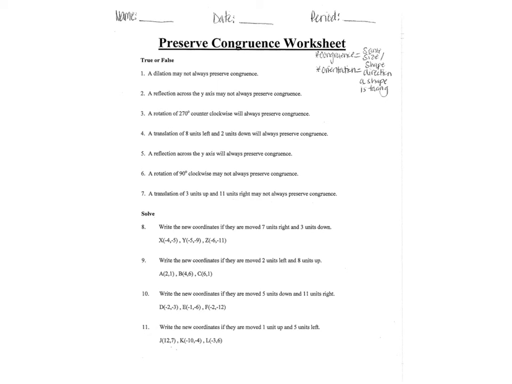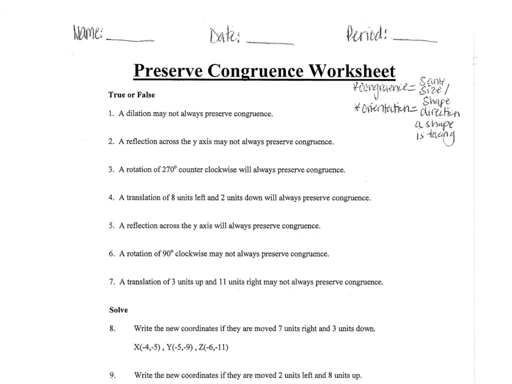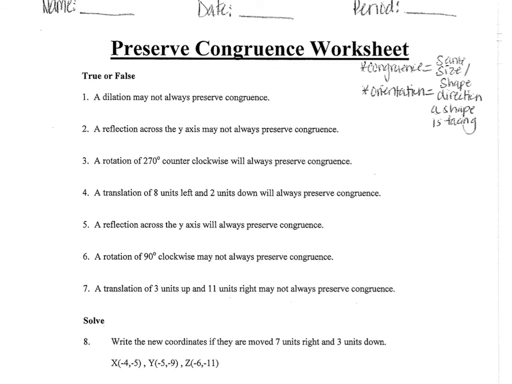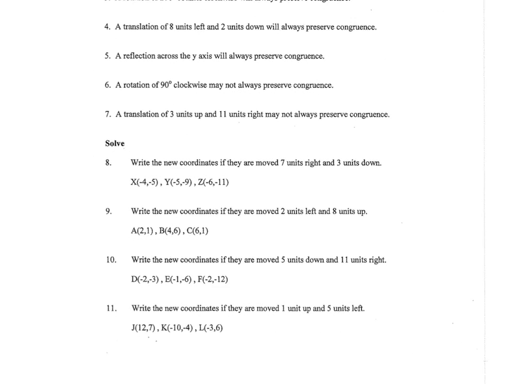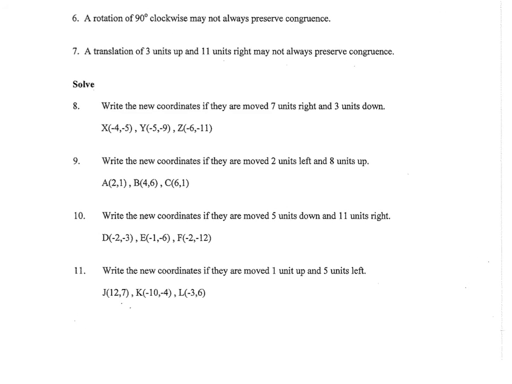Okay, on the worksheet, the top part, true or false, just look really closely, use common sense, and read carefully. Number 8, write the new coordinates there, move 7 to the right, 3 units down. So you're going to be adding or subtracting from these points according to what they give you. So if it says right or left, remember that's your X value.